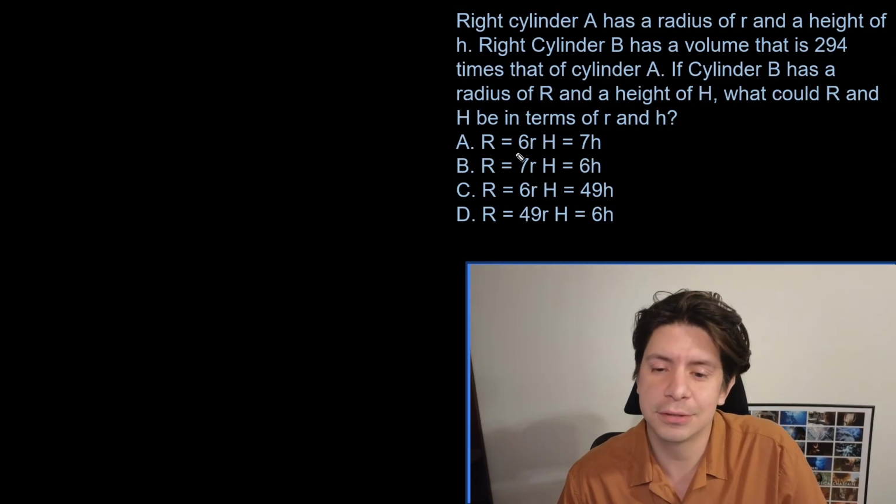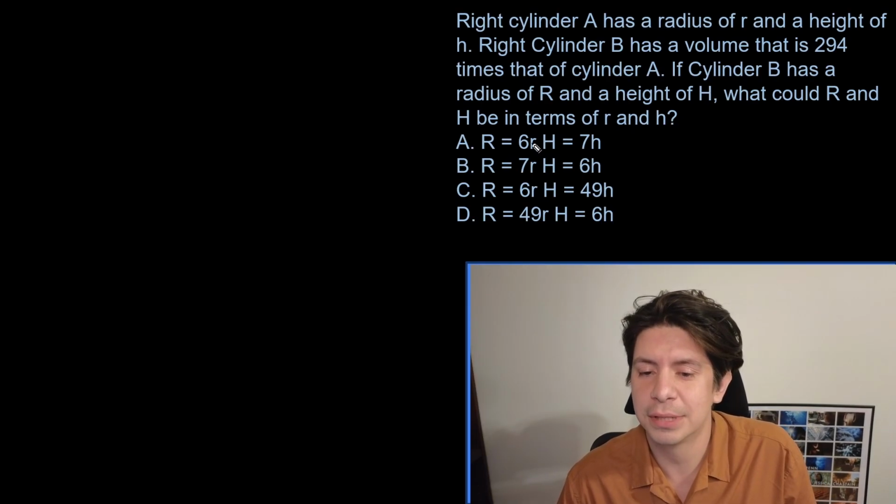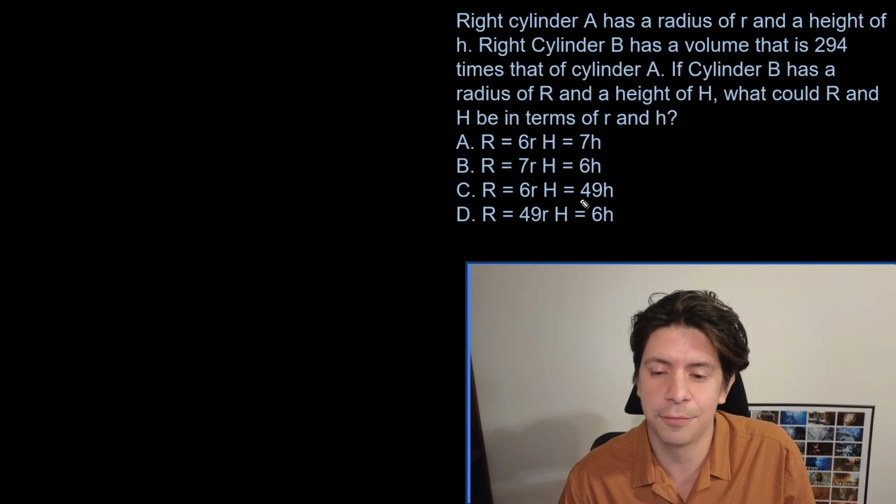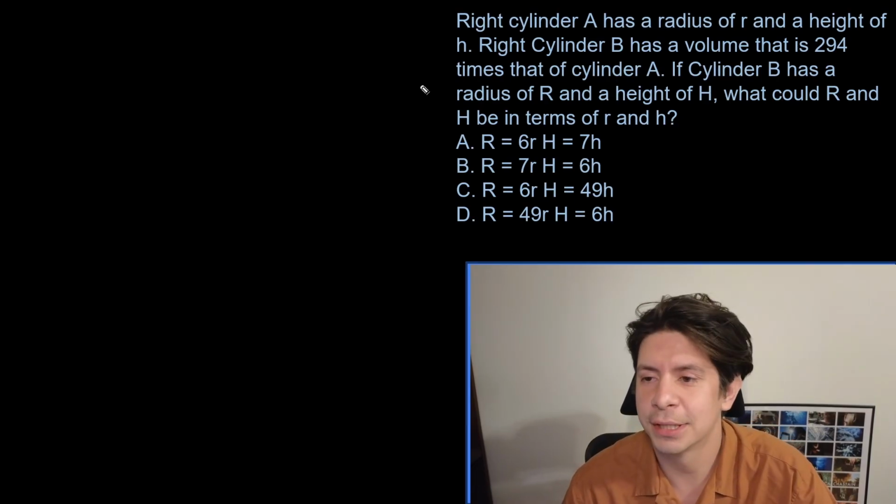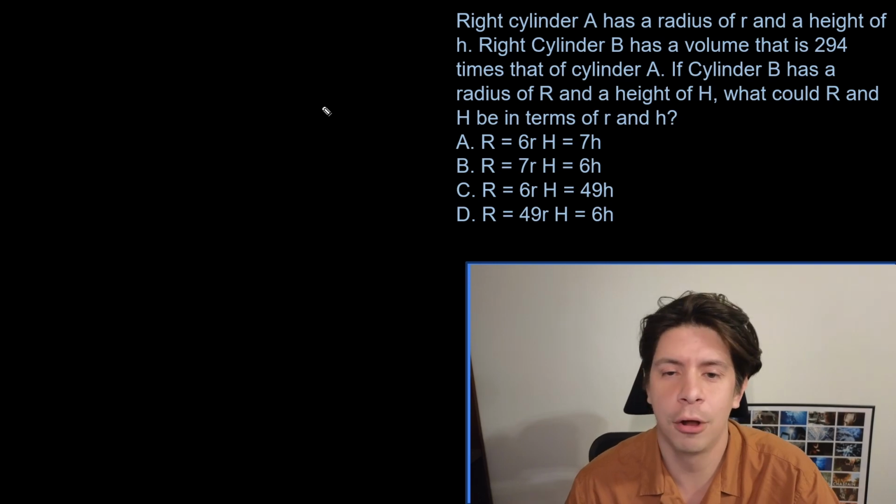Okay, and then we have these answers, right? You see there's some sort of repetition of the 6s, the 7s, and 49s. So how do we do this? First think about the volume of a cylinder.